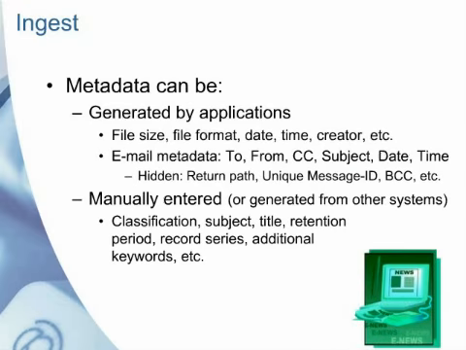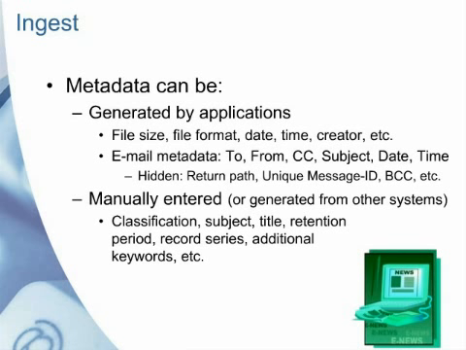Metadata can be generated automatically by the originating application as part of the creation process, as well as manually created or entered into a system. An example of metadata generated by the application itself includes file size, the file format, the date, time, the creator, etc. In an email environment, automatically generated metadata can include information from the to field, from field, carbon copy, subject, date, and the time of the email.